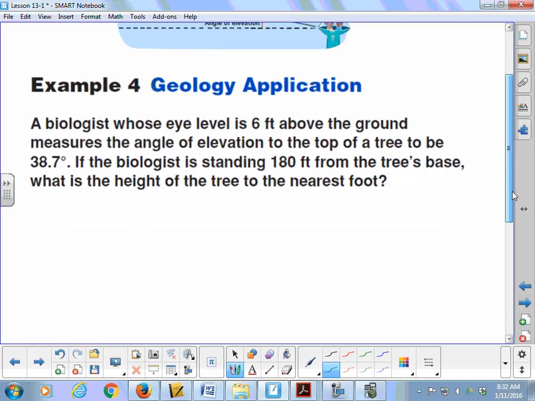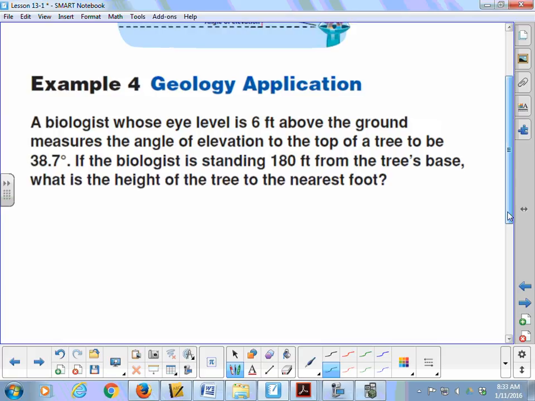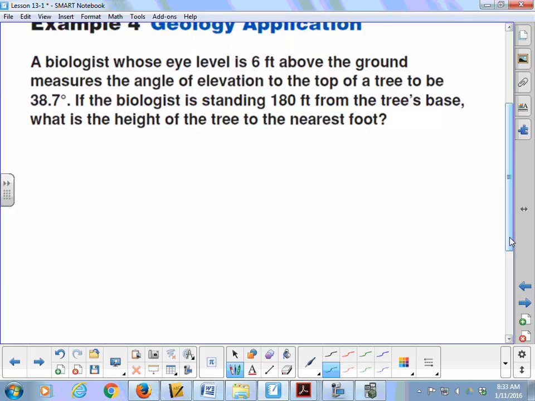All right, so here we go. We have a biologist whose eye level is 6 feet above the ground, measures the angle of elevation to the top of a tree to be 38.7 degrees. If the biologist is standing 180 feet from the tree's base, what is the height of the tree to the nearest foot? Okay. So it's important that you draw your pictures correctly.